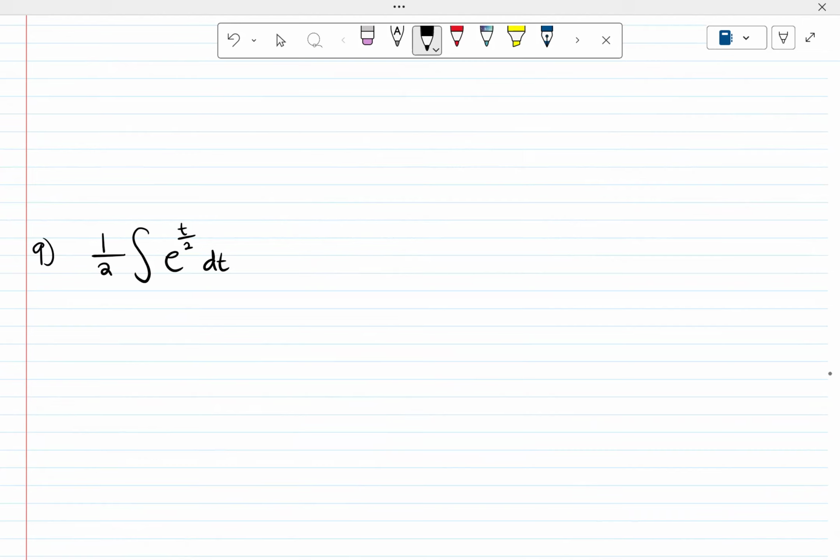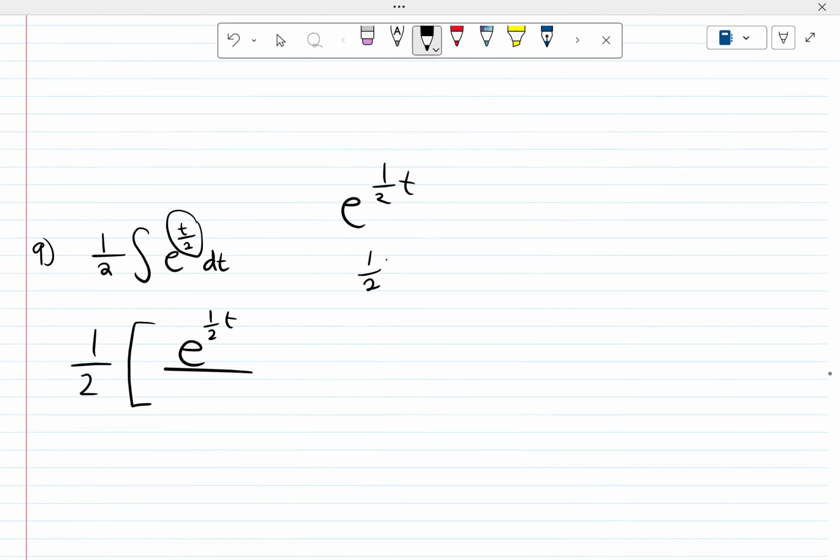Notice that the constant is outside, so that's good. What is the integral of e raised to the t over 2? E raised to the t over 2, or you could think of it as e to the 1/2 t. So the integral of that is basically itself, e to the 1/2 t, divided by the derivative of the power. So what is the derivative of 1/2 t, or t over 2? Yes, it is 1/2, right? So divide this up.